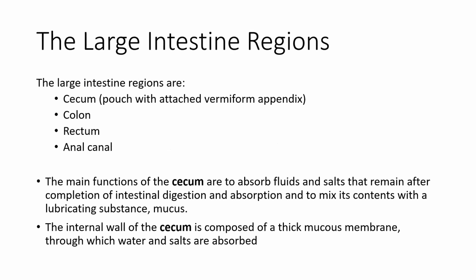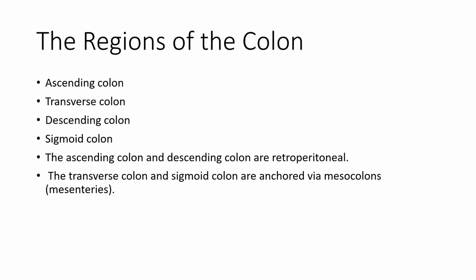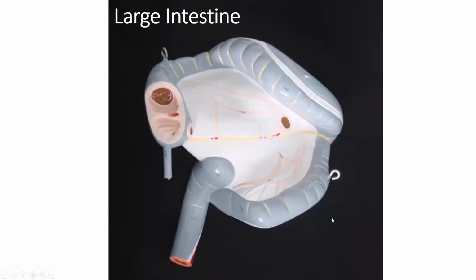So, okay, the cecum, the colon, the rectum, and the anal canal. The cecum absorbs water and salts. It mixes the chyme with mucus, and we start contraction from the tinea coli, pushing material up the ascending colon into the transverse colon and down the other side. So we have ascending, transverse, and descending. We have the sigmoid colon, which connects the descending colon to the rectum, and then the rectum to the anal canal. There's our large intestine.